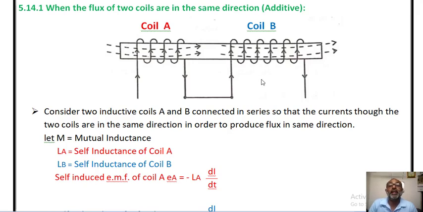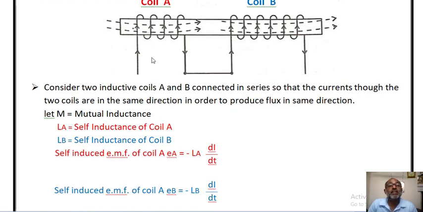Now M is the mutual inductance between coil A and B, and similarly coil B to A. LA is the self-inductance of coil A, and LB is the self-inductance of coil B. Now for the self-induced EMF: when current passes through the coil, it produces magnetic flux, which is linked with this coil. So the self-induced EMF in coil A is EA equals minus LA di by dt.